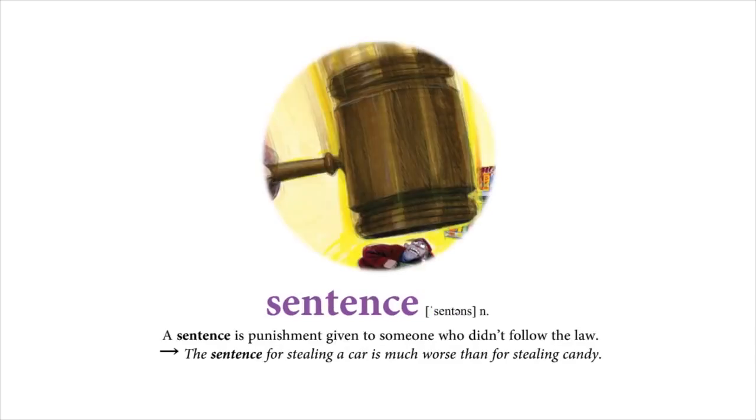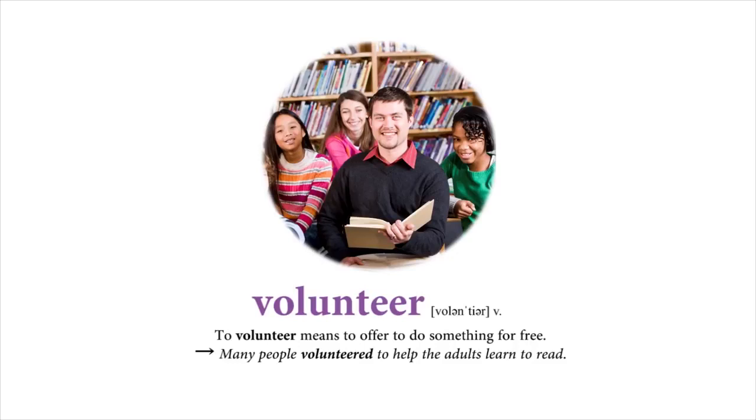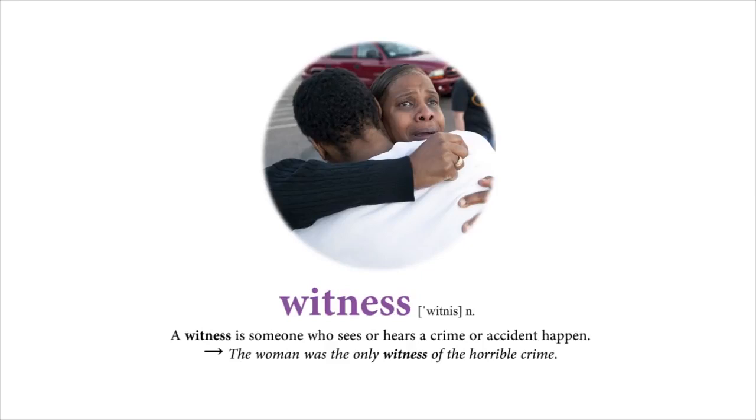Sentence. A sentence is punishment given to someone who didn't follow the law. The sentence for stealing a car is much worse than for stealing candy. Volunteer. To volunteer means to offer to do something for free. Many people volunteer to help the adults learn to read. Witness. A witness is someone who sees or hears a crime or accident happen. The woman was the only witness of the horrible crime.